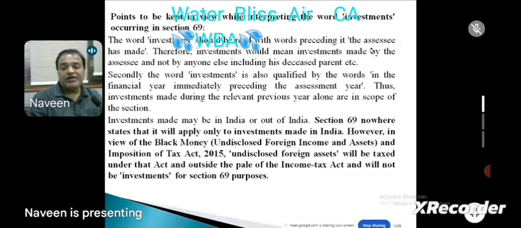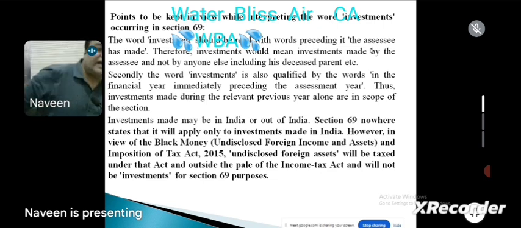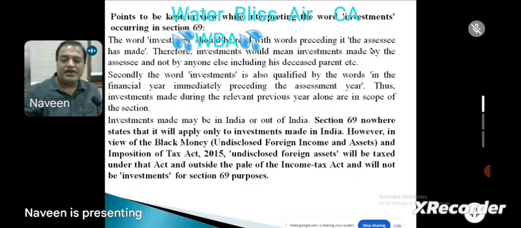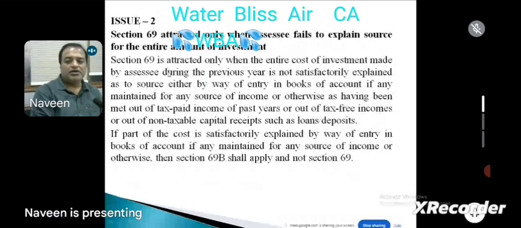So, investments made may be in India or out of India. We discussed that. Section 69 nowhere said that it will apply only to investments made in India. However, because of the Black Money (Undisclosed Foreign Income and Assets) and Imposition of Tax Act, 2015, undisclosed foreign assets will be taxed under that Act. And outside the pale of the Income Tax Act, it will not be investments for 69 purposes. Once again, just make a note.